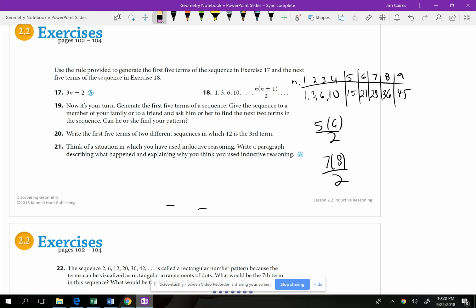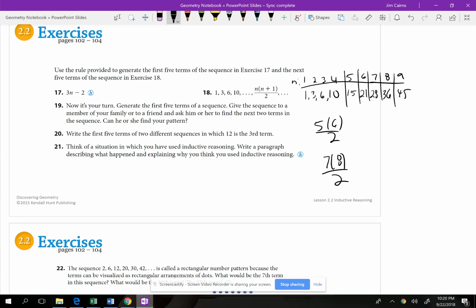Now for 20. Write the first 5 terms in 2 different sequences in which 12 is the third term.